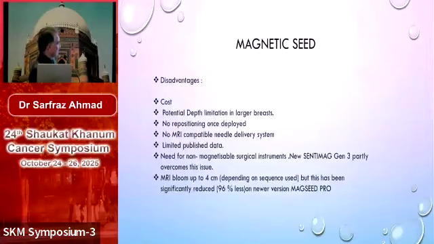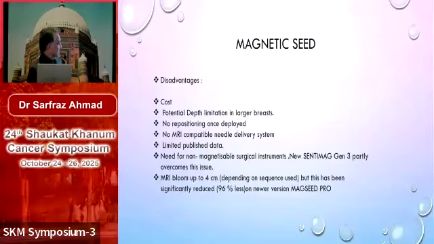So disadvantages, cost is a big disadvantage. Compared to wire, which, if I say in pounds, usually costs about 30 to 40 pounds, this is around 250 pounds. So cost is a big disadvantage.